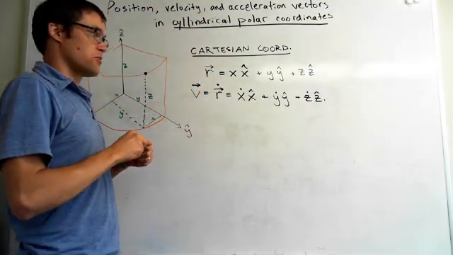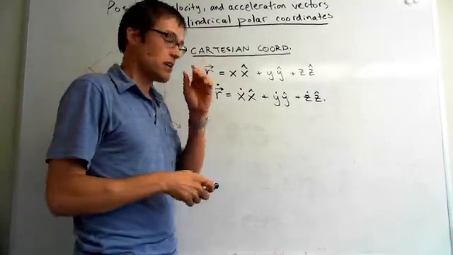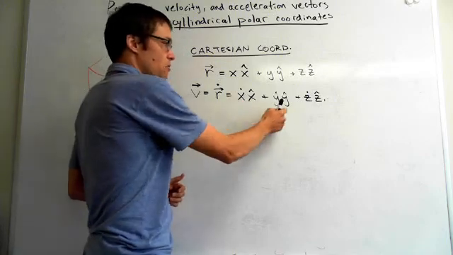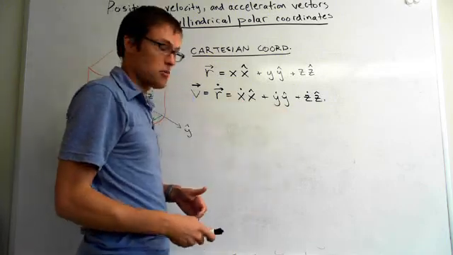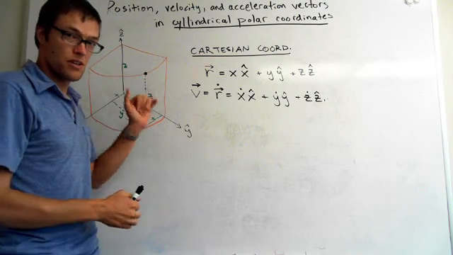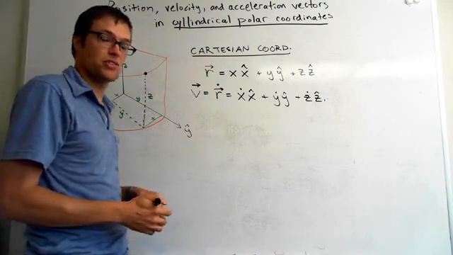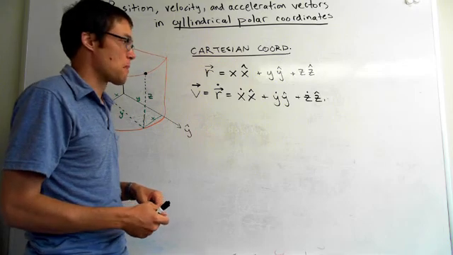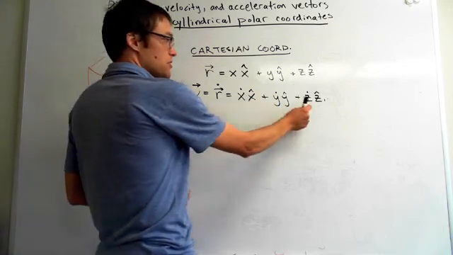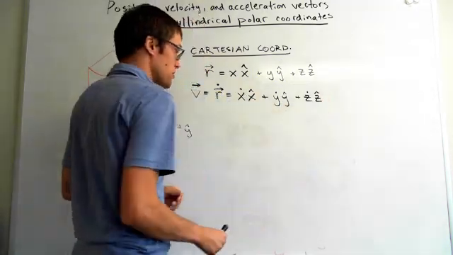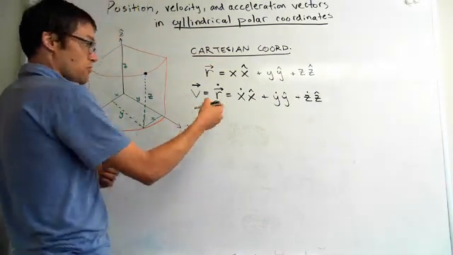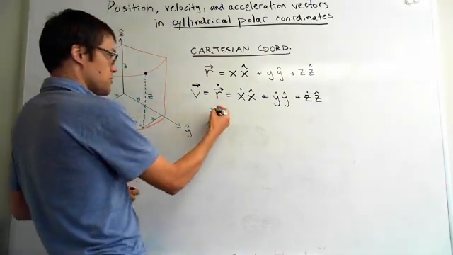Now, the reason that step was simple was because the unit vectors x hat, y hat, and z hat don't depend on time. No matter where this particle goes, the x hat, y hat, and z hat vectors never change their direction or their magnitude. So these unit vectors do not have any time derivative. Their time derivative is 0. Therefore, it's easy to write down velocity.